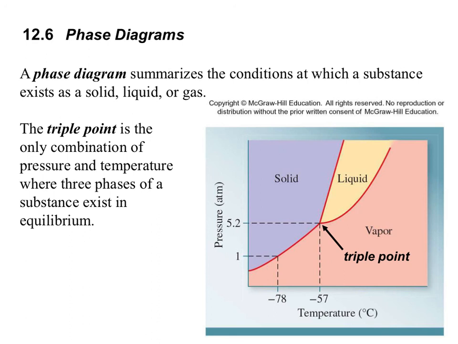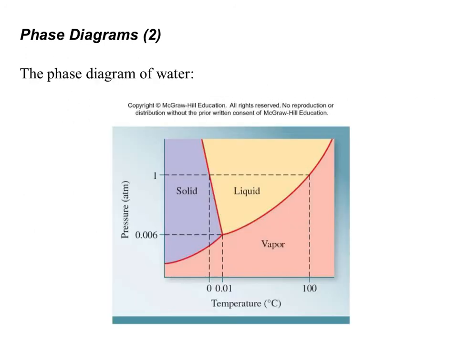The triple point, where all the phases meet, happens to be at a pressure of 5.2 atmospheres at negative 57 degrees Celsius. Every substance has a different looking phase diagram. Here is the phase diagram of water.